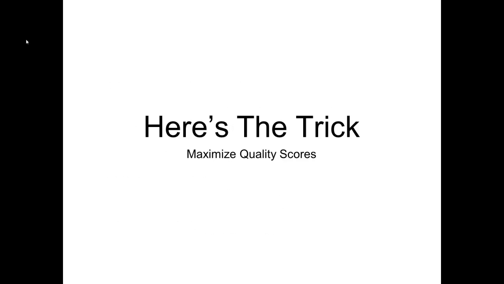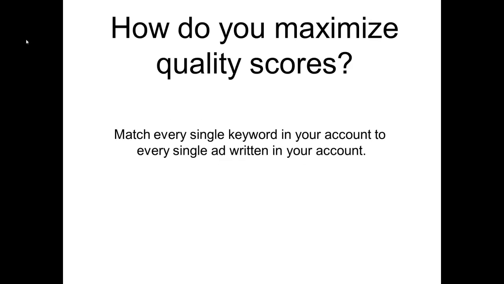So here's the trick. Maximize quality scores. I know we've heard that all of the time. That's a heavily debated topic, and everybody scratches their head wondering how they can do it. And I want to share one very quick, very easy thing that you can do to maximize quality scores. You want to match every single keyword in your account to every single ad that's written in your account. Now, I know that might sound hard, but it's not. It's not hard at all. So here's the trick.